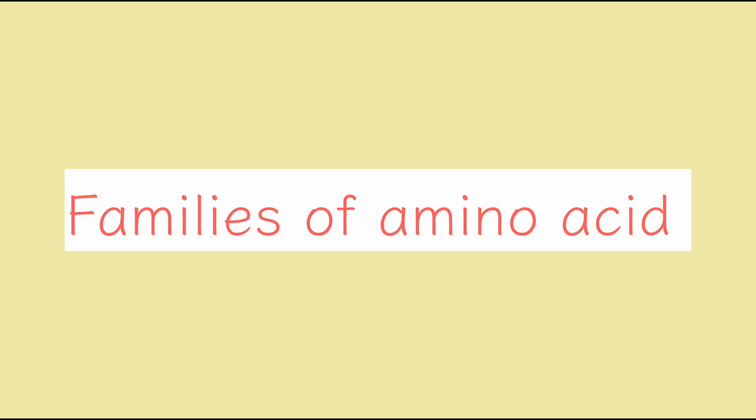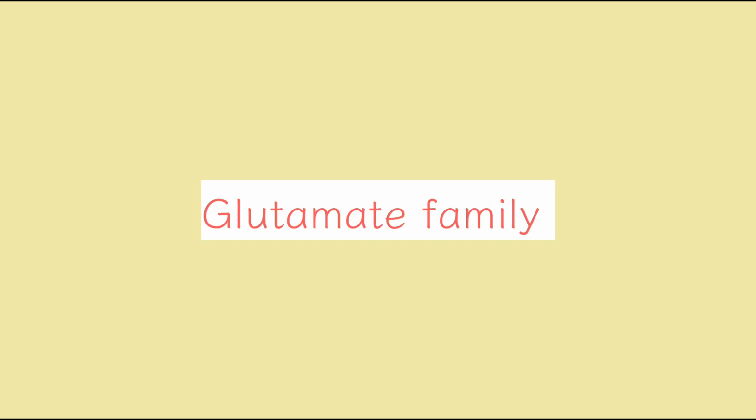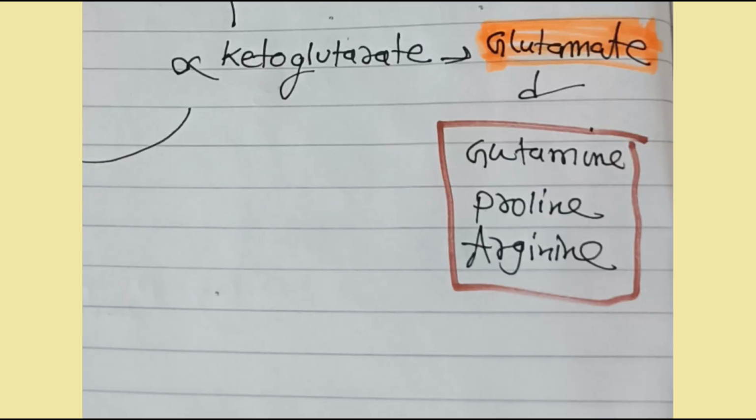Then let's know about the carbon source. So we are going to know about an overview of amino acid biosynthesis. The carbon skeleton precursors are derived from three sources, that is glycolysis, the TCA cycle and the pentose phosphate pathway. So here there are various families of amino acids. These families are each derived from one particular precursor molecule. So first is the glutamate family. It includes glutamate, glutamine, proline and arginine, and they derive their carbon skeleton from alpha ketoglutarate.